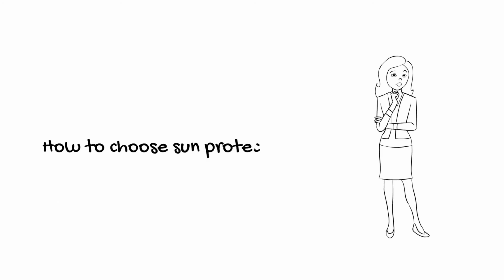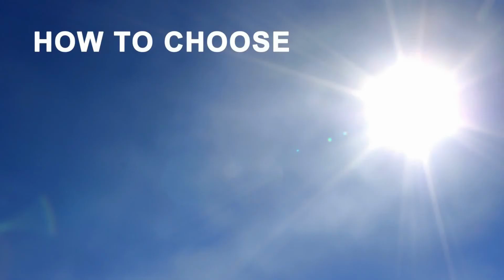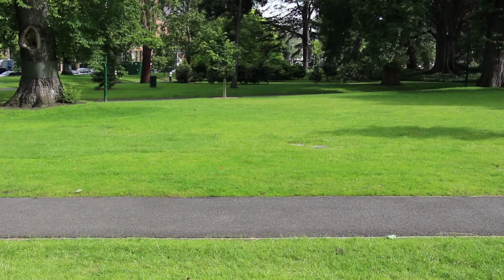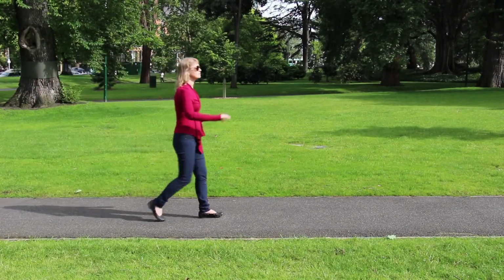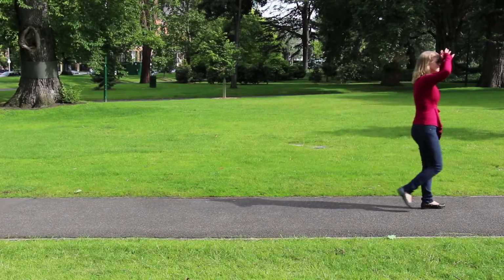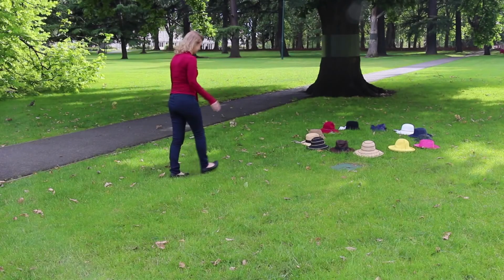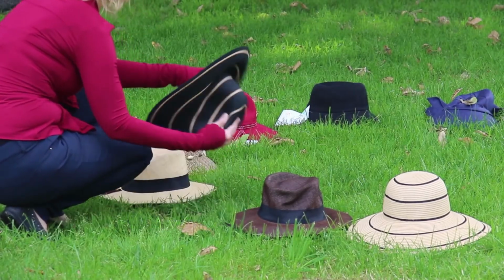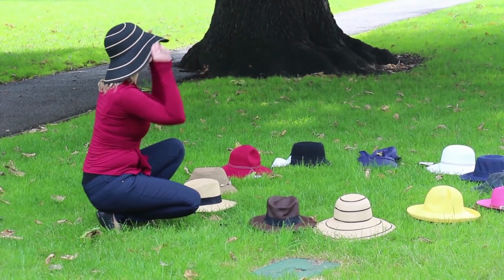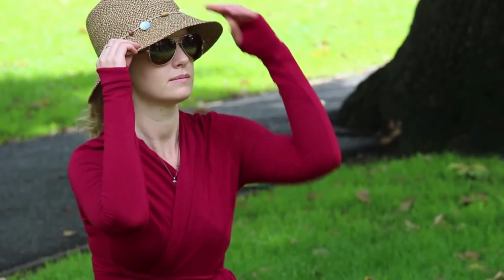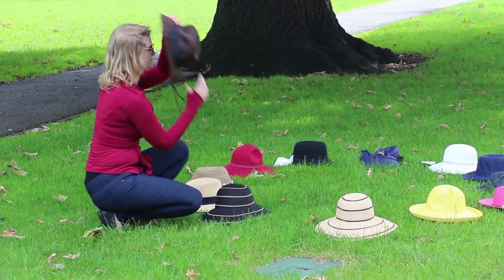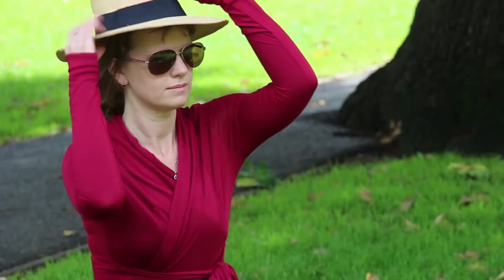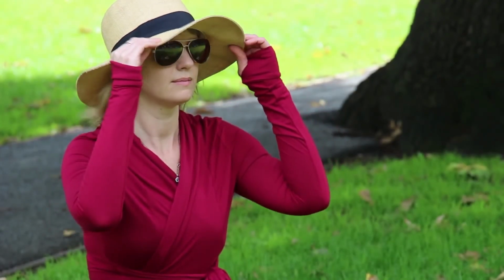How to choose sun protective hats. A good hat will protect your face, head, ears and neck and can reduce UV radiation to the eyes by 50%. Broad-brimmed and bucket hats provide the best sun protection. Legionnaire hats also provide good protection. Baseball caps do not protect the face, head, ears or neck, so don't rely on these for sun protection.